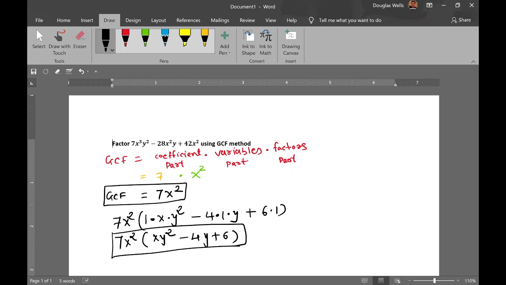How do I verify it? I just distribute 7x squared to each term inside my parentheses. The first term will definitely give me 7x cubed y squared. My second term, when I distribute 7x squared, I will get negative 28x squared y. And my third term, when I distribute 7x squared, will give me 42x squared. So this is our final answer. Hope this will help you.